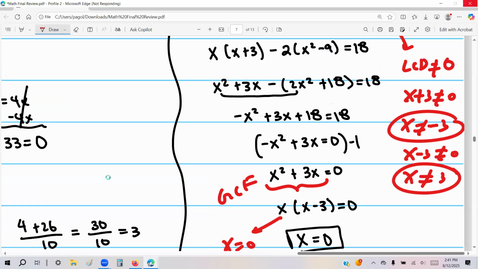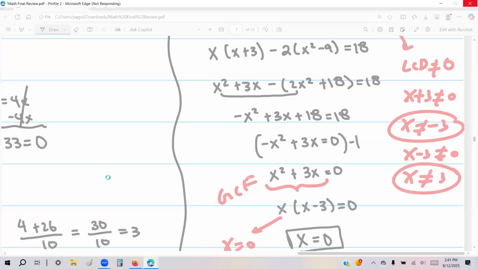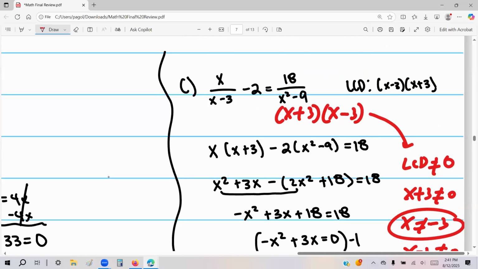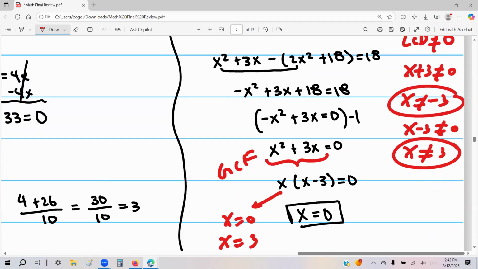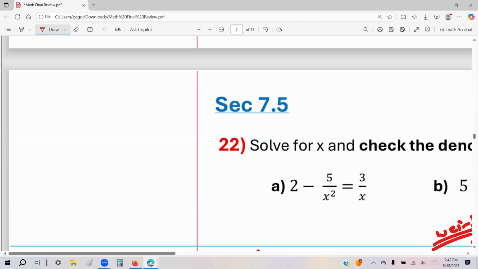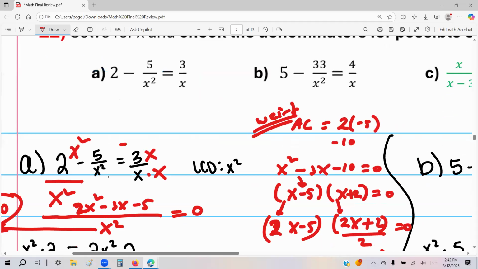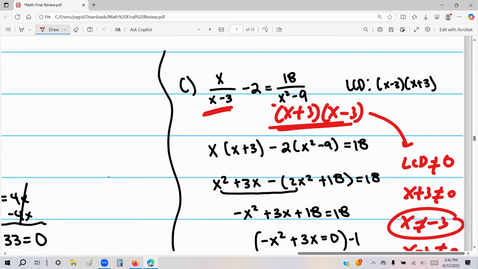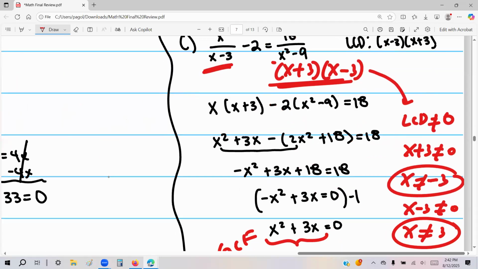x equals 0 is possible because none of the denominators has x only. It has either x minus 3 or x plus 3. If you had x like the previous one, see here, our denominator was x squared, so x cannot be 0. But in this problem, x can be 0. 0 doesn't make any problem.